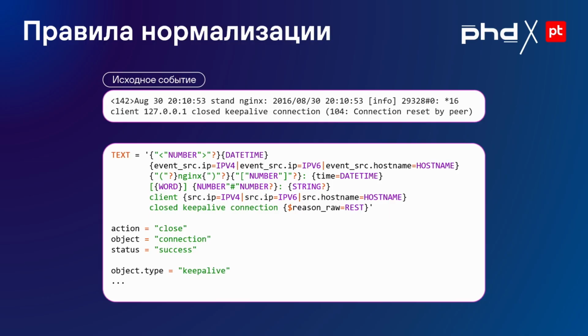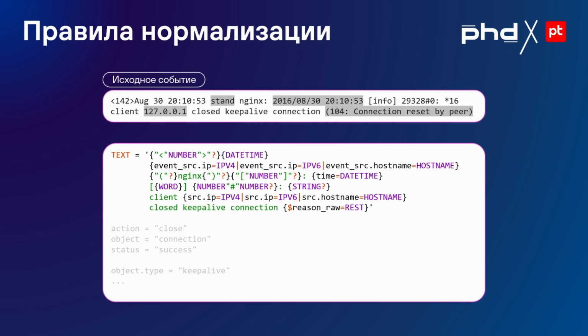So, normalization rules. You can see the original event. It was a text event, and it says that the connection was closed. So we need to take this text event, and the first section of our rule is parsing. Here we use mechanism of so-called formatted lines, with which you can describe the format of the pattern, and using tokens you can extract some parts of it, and from event to event they change. So, and we find the tokens.